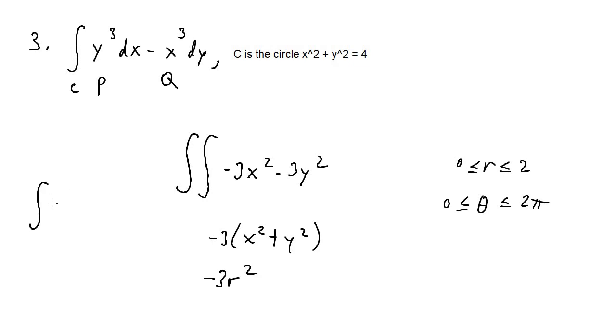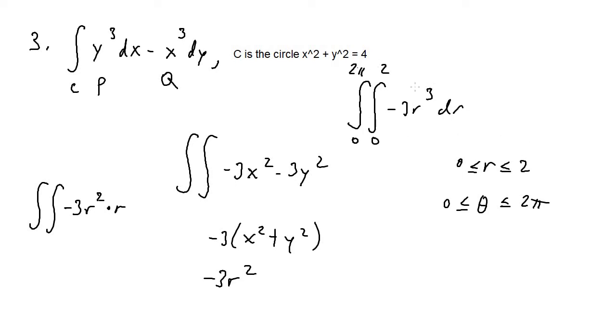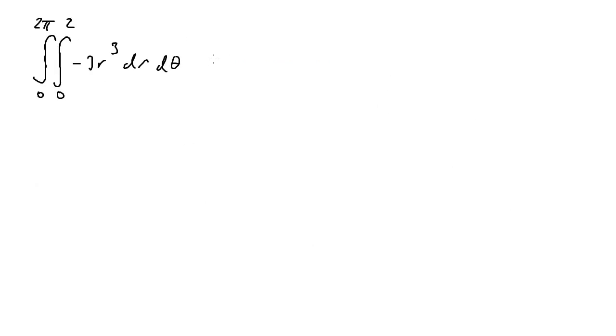Now x squared plus y squared is r squared, so we basically have the double integral of negative 3r squared. Now don't forget, every time we convert to polar coordinates in double integrals, we have to multiply by the extra r variable. So we have the double integral of negative 3r cubed. The r bounds go from 0 to 2, so I put dr. Theta bounds go from 0 to 2 pi, so I'll put d theta. Once again, it doesn't matter which one you put first because there are no variables in either one of the bounds. So let's go ahead and evaluate.